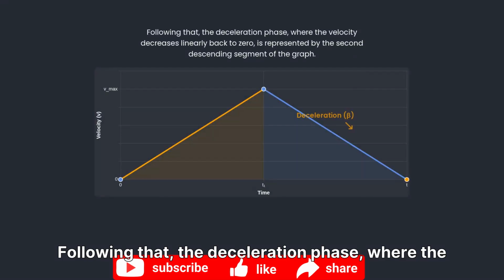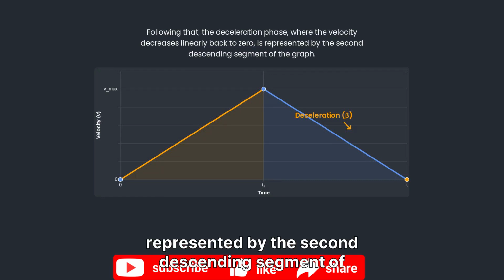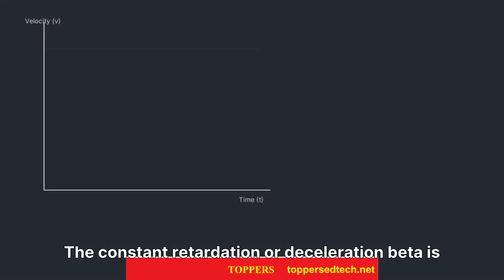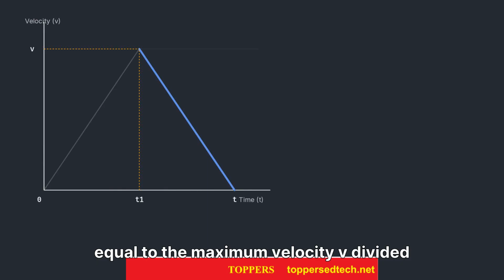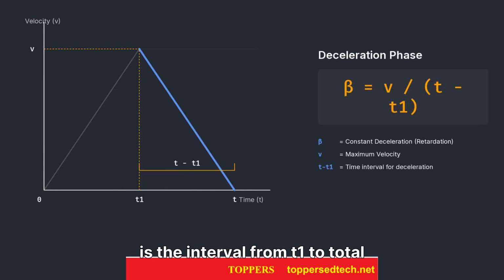Following that, the deceleration phase, where the velocity decreases linearly back to 0, is represented by the second descending segment of the graph. The constant retardation or deceleration beta is equal to the maximum velocity v divided by the time taken for deceleration, which is the interval from t1 to total t, or t minus t1.